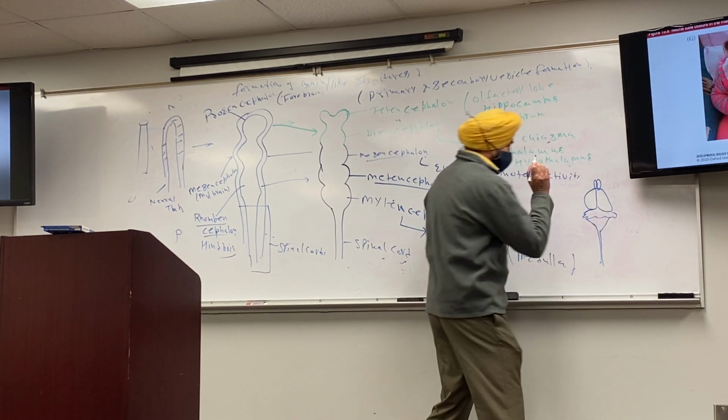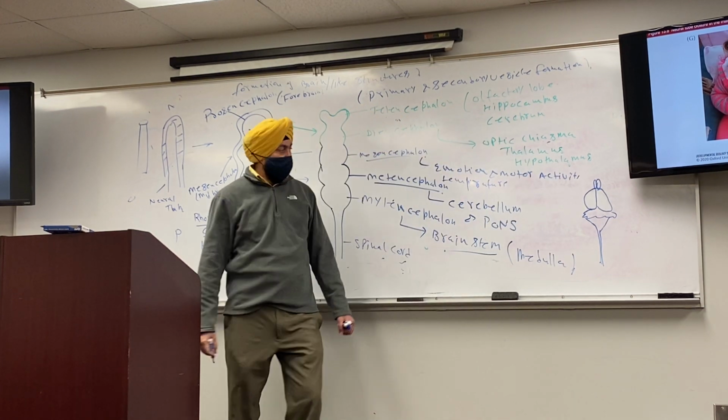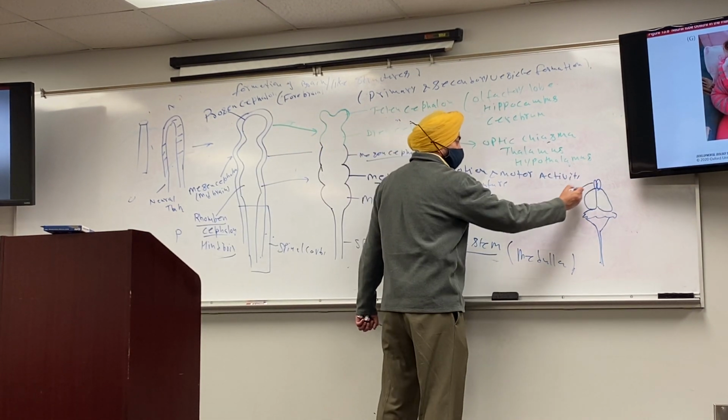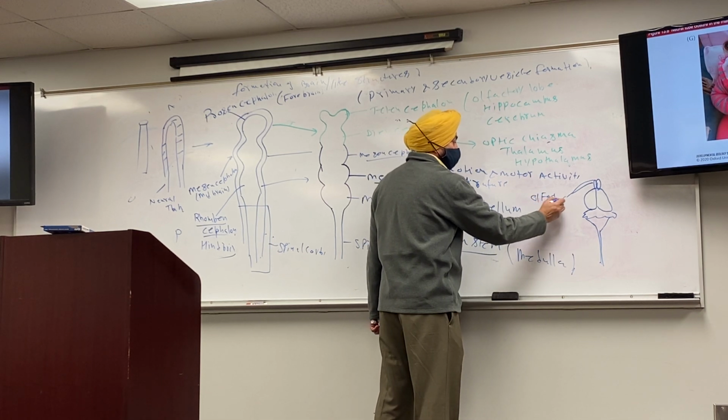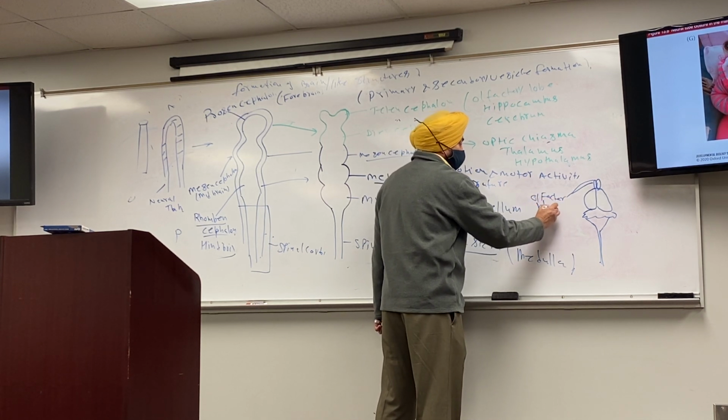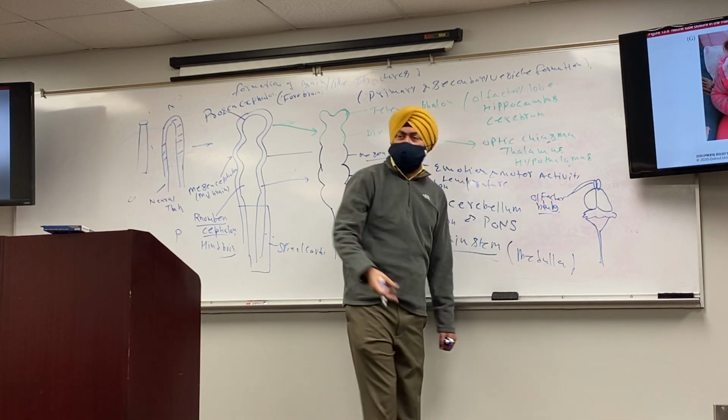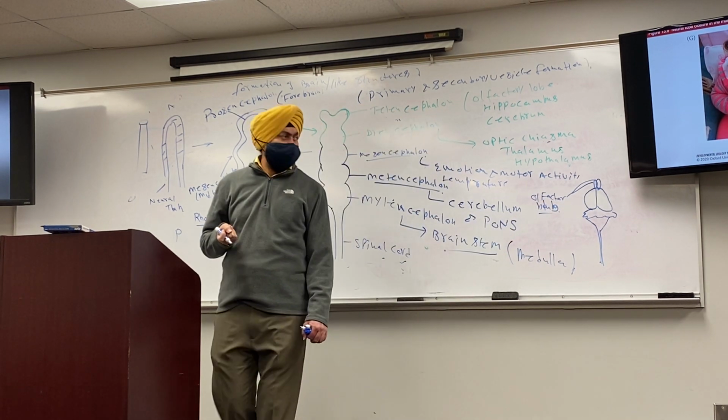So this is the structure of the mouse brain. Okay. So these are olfactory bulbs. They are for smell. They are very well developed in the mouse.